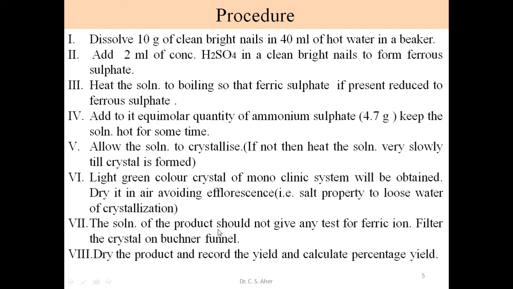The solution of the product should not give any test for ferric ion. In this procedure we convert the ferrous salt, Fe2+, into the Mohr salt. If ferric sulfate is present in the solution, it gives Fe3+ ion. So we avoid ferric ion in this solution. For that we take the Fe3+ test, that is the blood red test. Filter the crystals on a Buchner funnel. By using suction, we remove all the solvent, dry the product, record the yield and calculate the percentage yield.